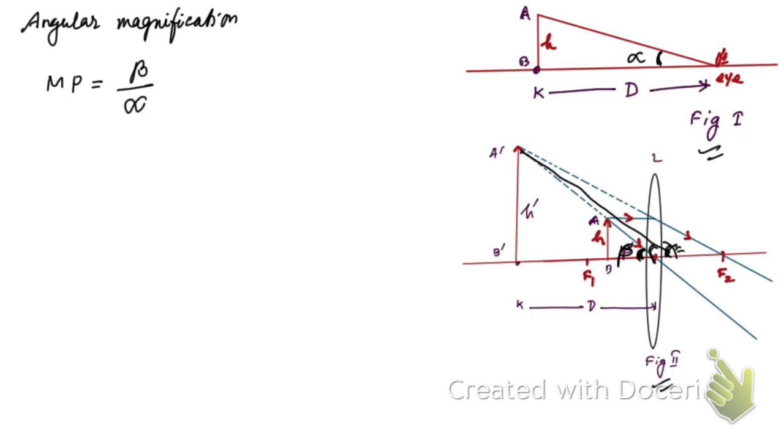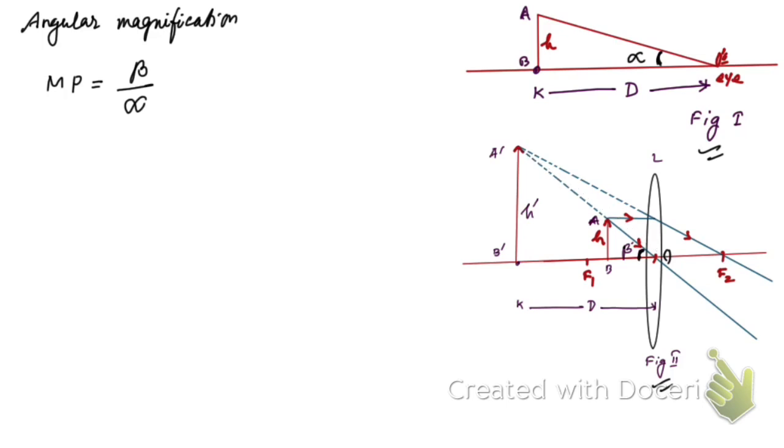Okay, but here the lens is very close to the eye, so I have considered the angle subtended by the image as beta. I have considered this angle beta, this one. Because if the eye is here, these two angles are almost equal. Hope you have understood this.